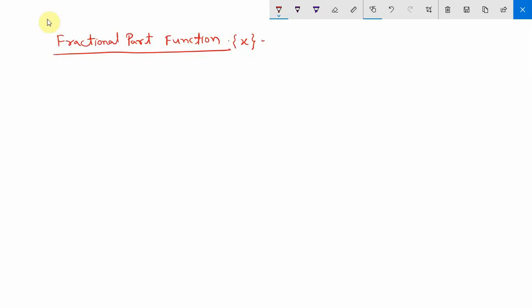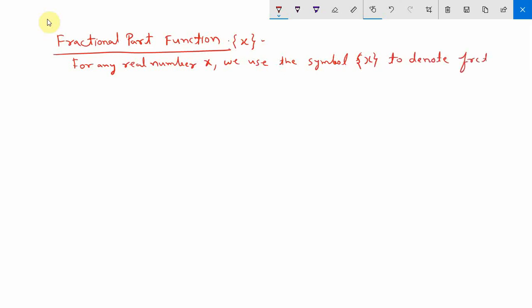Okay, friends. So we can write, for any real number x, we use this symbol to denote the fractional part or decimal part of x.